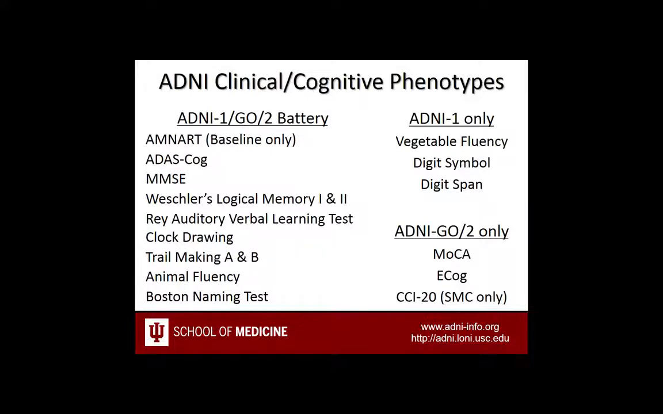And like I said, ADNI Go-To, they added the MoCA and they added the ECOG. And the CCI-20, which was Andy Sakin's baby, was only administered, despite our protestations, to the SMC participants at enrollment to determine whether they were so-called subjective cognitive decline, significant memory concerns. It was not repeated at any time after. Hopefully that'll be different in ADNI 3, but we'll see.